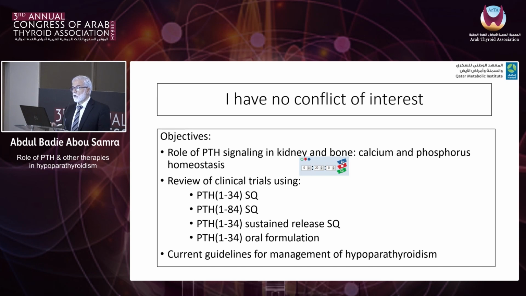So I have no conflict of interest, and I'll give a quick background about calcium and phosphorus homeostasis to understand why there is interest in developing parathyroid hormone analogs for the treatment of hypoparathyroidism, and go quickly over the guideline.